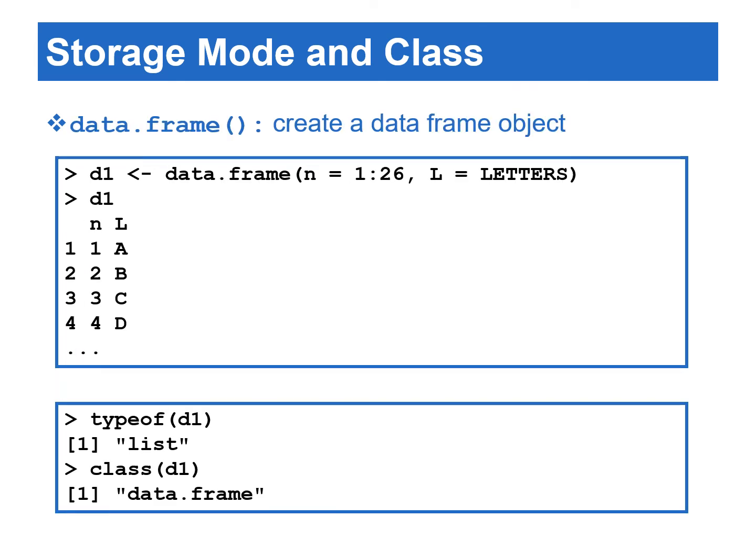This example creates a data frame by using the data.frame function. We often refer to the vectors in a data frame as variables. In this example, D1 contains two variables, n and l. n is a numeric variable, and l is a character variable. A data frame is a special case of the list object. That is why the typeof function returns list. We will learn more about the characteristics of a data frame in the next video.